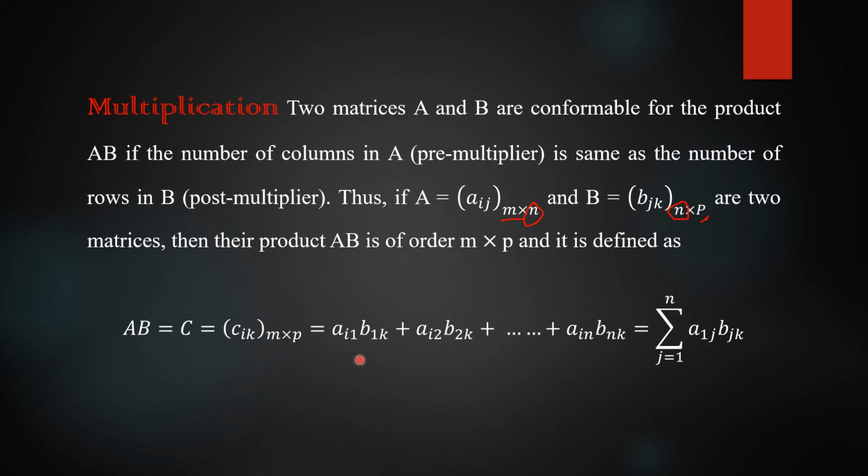This total term can be written like this in short form. Here J varies 1, then 2, then 3, so J is from 1 up to N. And not A1 actually, it is Ai. I typed it wrongly. It is Aij, Bjk actually. Aij, Bjk, not 1 here.